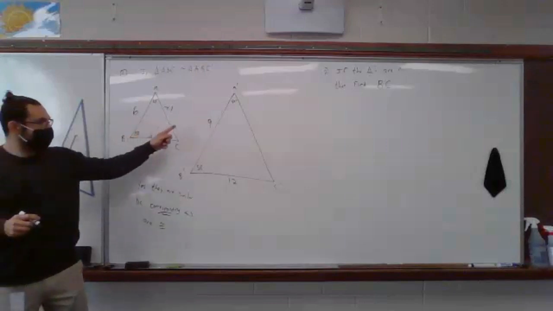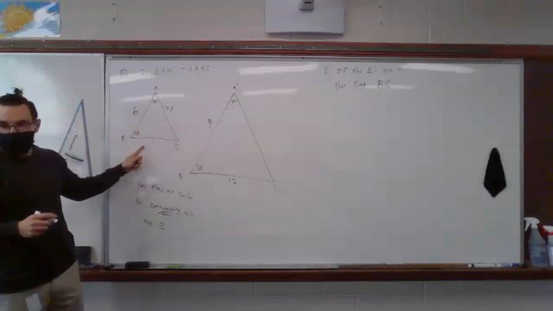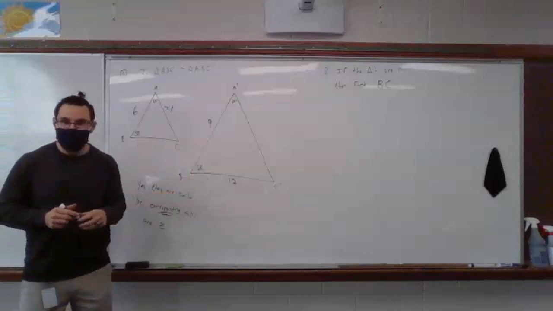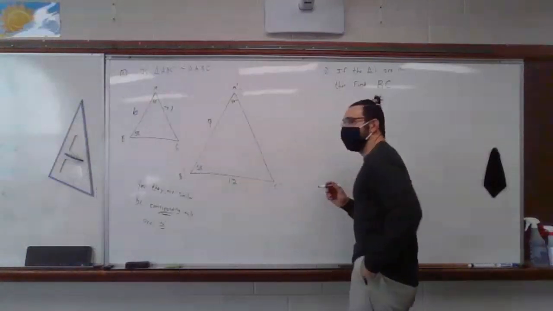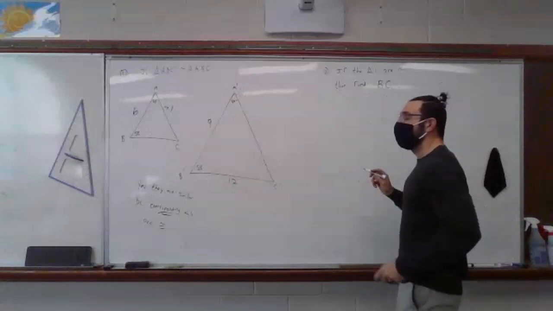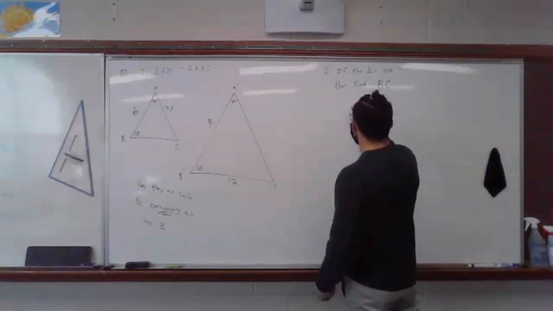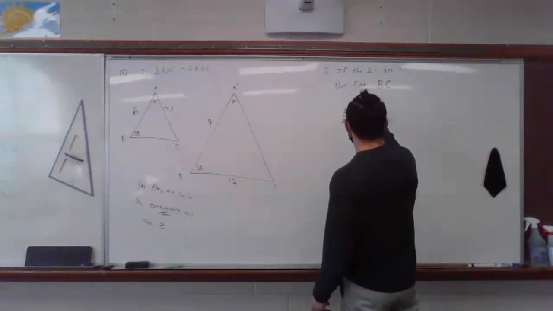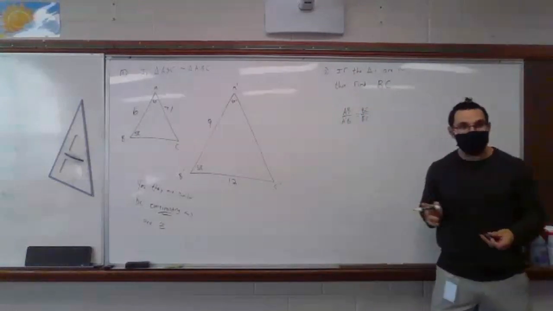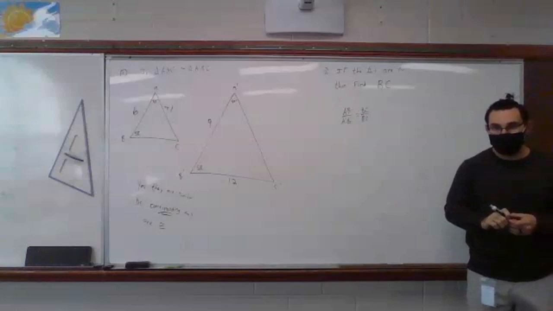So now I have 6 and 9. I don't have BC, but I have B prime, C prime. So how can we solve this? So, proportional. I'm going to do AB divided by A prime, B prime equals BC divided by B prime, C prime. There's my proportion. Everybody with me?